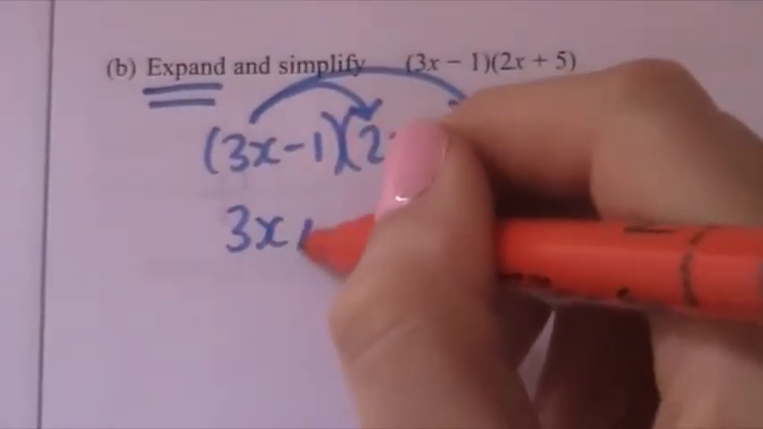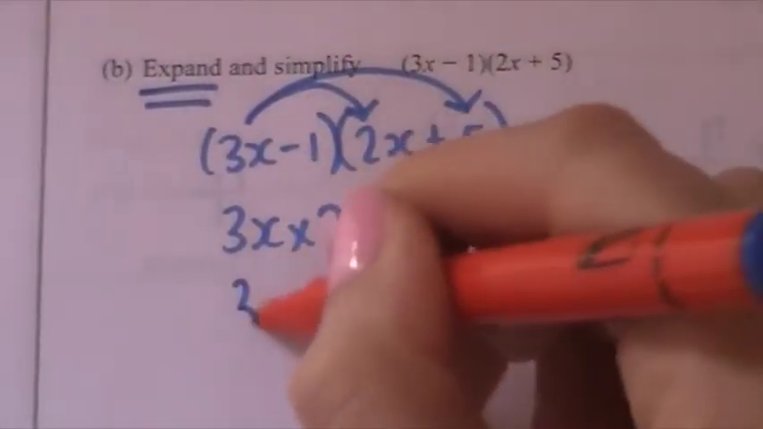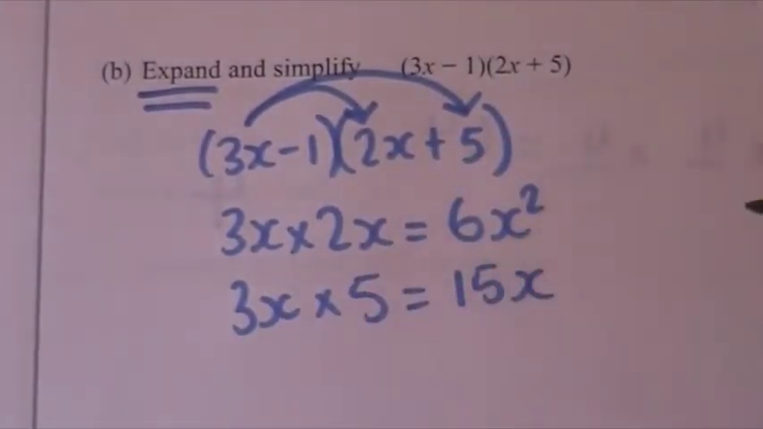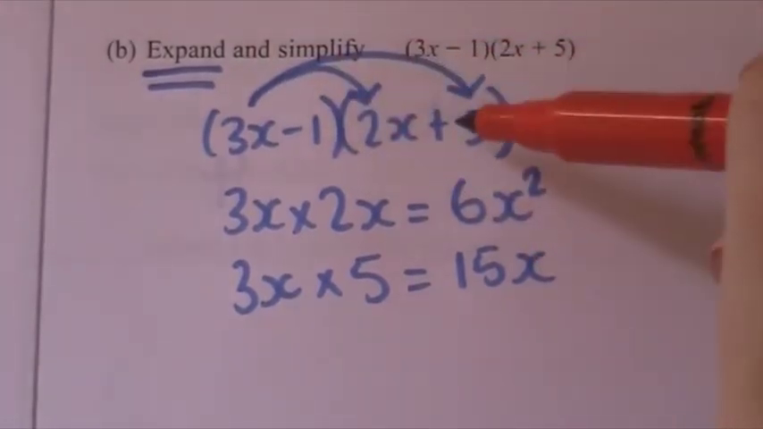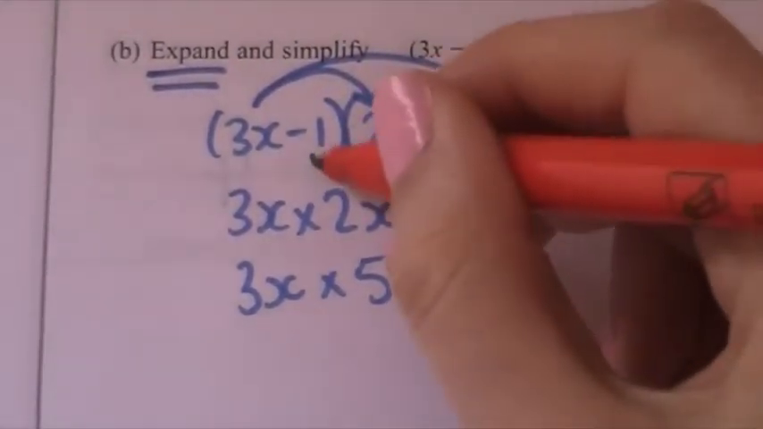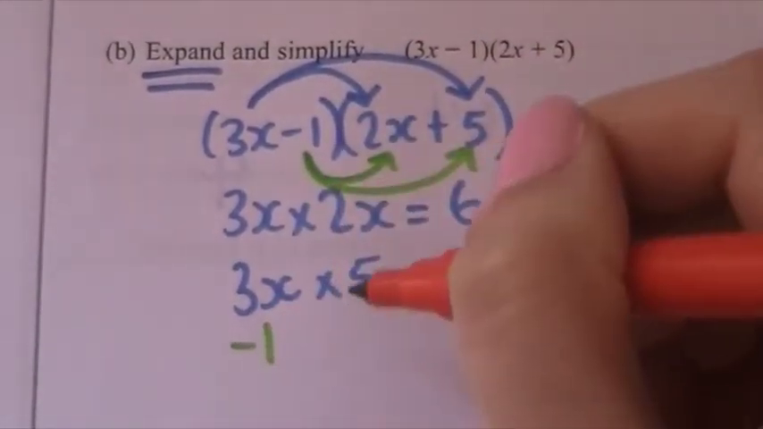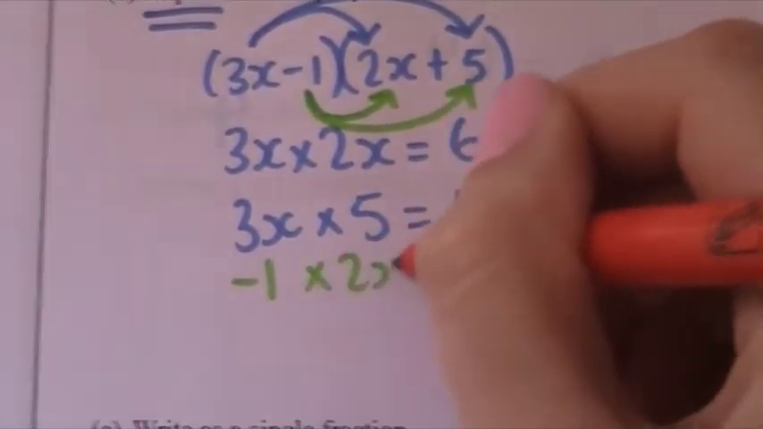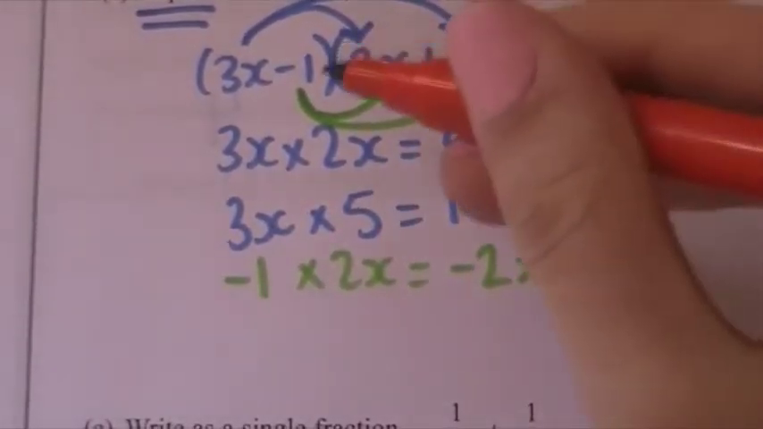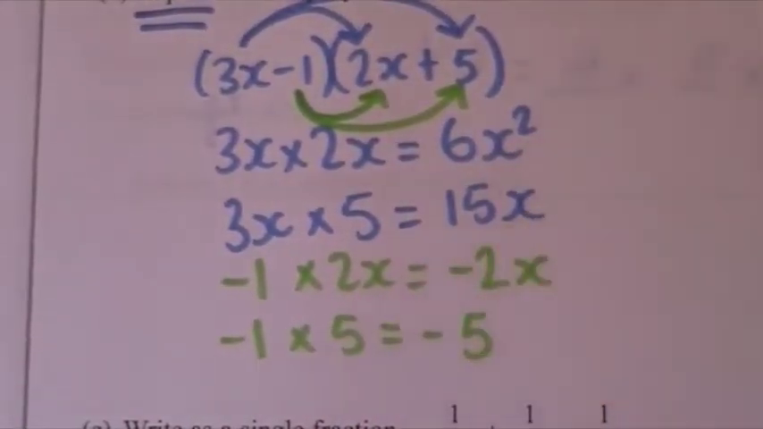So we need the 3x times 2x, which will give me 6x squared, and the 3x times 5, which will give me 15x. So this number has multiplied everything in this bracket. We now need to focus on the minus 1. So minus 1 times the 2x and minus 1 times the 5. So minus 1 times 2x will give me minus 2x. Minus times a positive gives me a minus. Minus 1 times by 5 will give me minus 5.